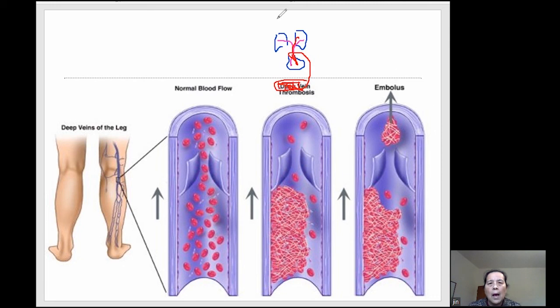And after the tissue capillaries, gas exchange happens. Oxygen goes to the tissue, carbon dioxide comes back, and then the low-oxygen blood returns to the right side of the heart. So that's the circulation like this.